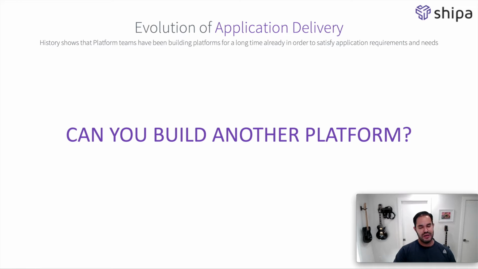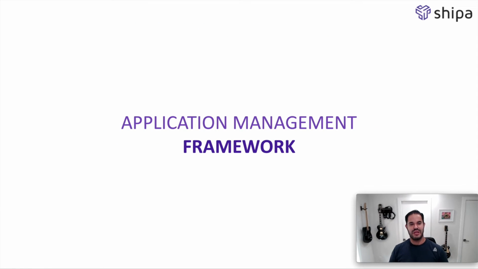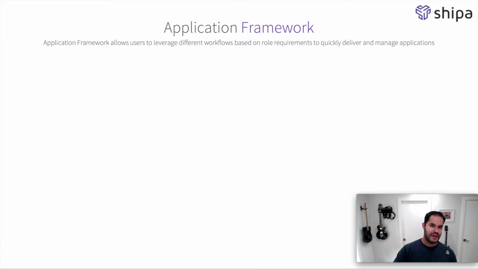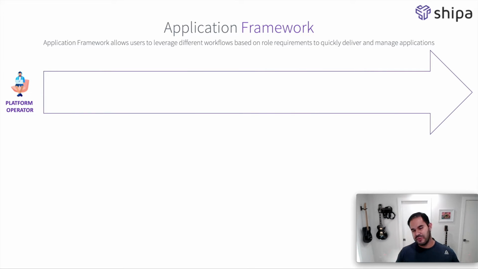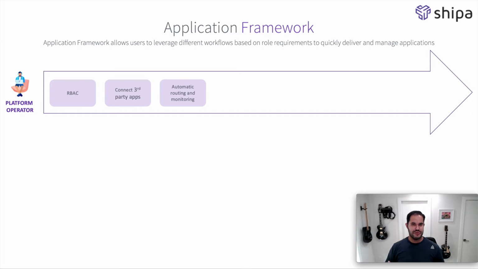In order to help with that, we started thinking about it a bit differently: why don't we think about an application framework rather than individual solutions or cluster-focused solutions? When you think about an application framework, what would that look like? From the perspective of the platform engineering team, we would have to look at some of the functionalities that platforms such as Heroku and OpenShift give us, such as RBAC, connection to third-party apps, and some automated routing and monitoring. Even though this is great and points us in the right direction, the way we see it at Shipa, these are table stakes, and that cannot really get you farther.